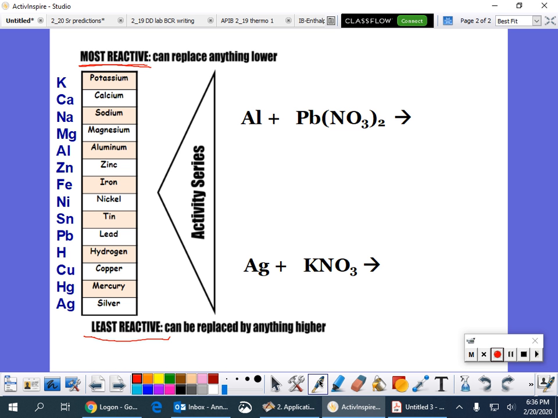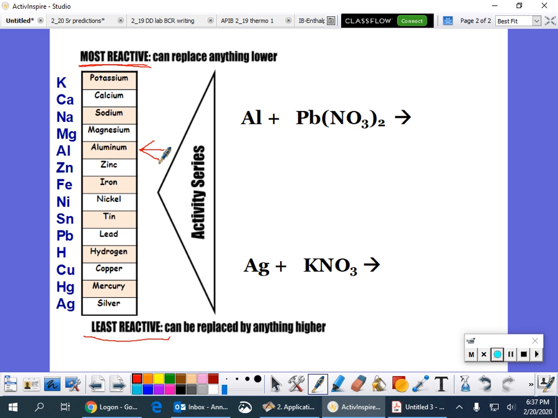So let's do a couple of examples here. I have aluminum coming in and reacting with my lead nitrate. Similar to the reaction earlier, the first thing we have to do is figure out, is this reaction even going to happen? So we look at aluminum on our activity series. It's right here, up pretty close towards the top. And then we look at our lead. The aluminum is not going to replace the nitrate. It's going to replace the other metal. It's going to replace the lead.